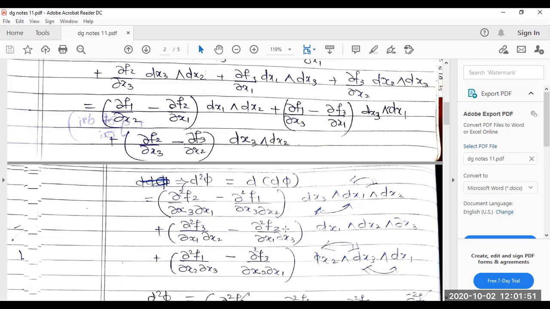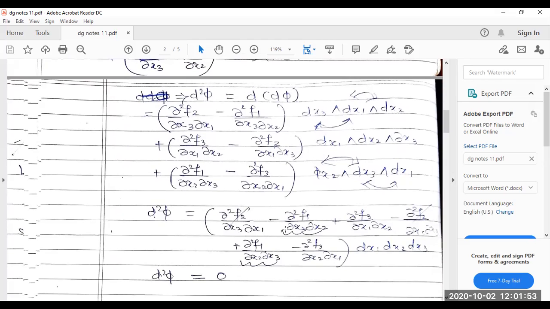So finally we get an expression in which we have outside dx1 wedge dx2 wedge dx3, and inside the bracket we have all these expressions, 1 2 3 4 5 6 terms. But these 6 terms are going to cancel. Why? Because if you see here, f2 with respect to x1 x3, here also f2 with respect to x1 x3 with positive and negative sign. So the first term will cancel with the fourth, the second term cancels with the fifth term, and the third term cancels with the sixth term.